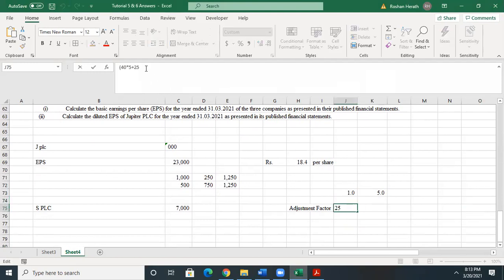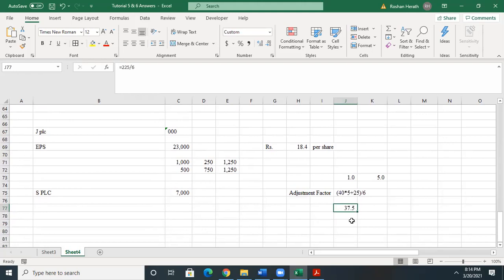Shares 5කට 40 ගානේ හම්බෙලා තියෙනවා. The rights are issued at 25. 225, it is 40 into 5 it is 200, plus 25, 225 divided by 6. So effectively now the price per share is 37.5.